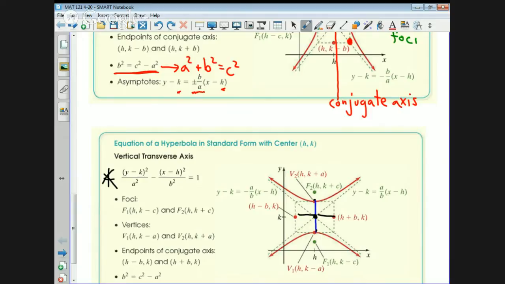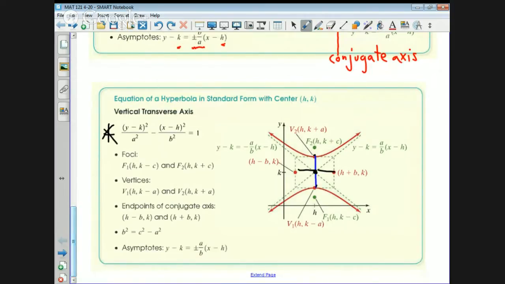So don't get caught up too much in the a's and the b's and worrying about their placement. Just know that however far you're going to go left and right, you square that, put it under the x. However far you're going to go up or down, square that, put it under the y. It works with ellipses, it works with hyperbola as well.